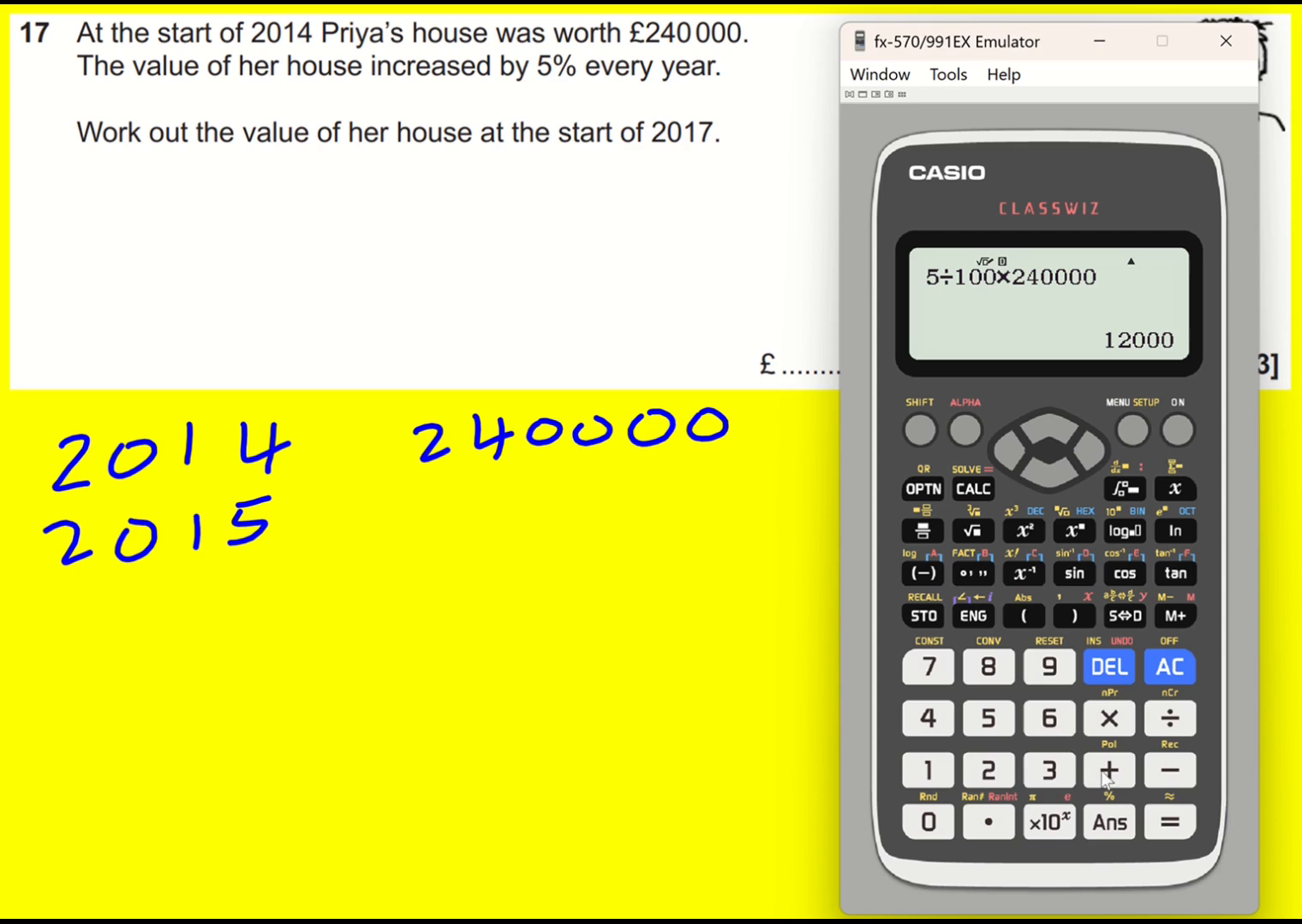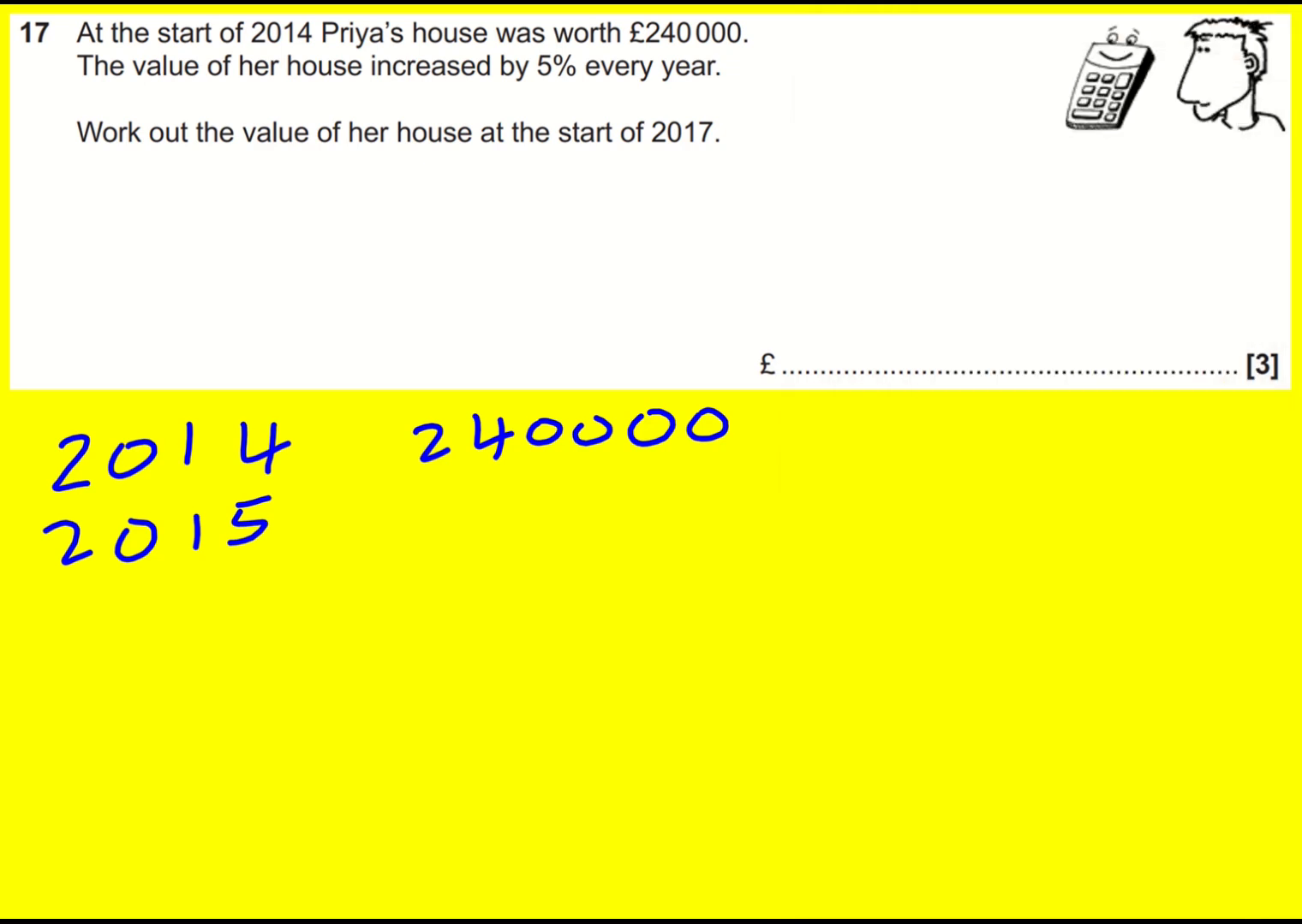I get 12,000, and then I'm going to add that on. I don't think I'm going to show every step of the working, though you could do that if you want to be really careful. But I found 12,000 and then I've added this on. So I've now got 252,000. Maybe I will just write that in brackets.